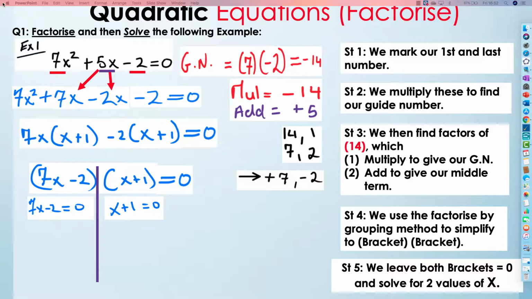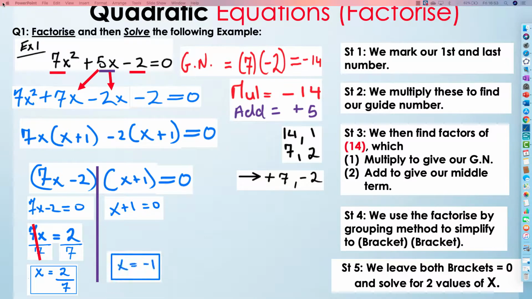So 7x minus 2 is equal to 0. X is on the left and numbers on the right. 7x is equal to 2, divided across by 7, x is equal to 2 over 7. On the right hand side then, x plus 1 is equal to 0. Bring the 1 over, x is equal to minus 1. So you get two answers. Our two answers are x is equal to 2 over 7 and x is equal to minus 1.